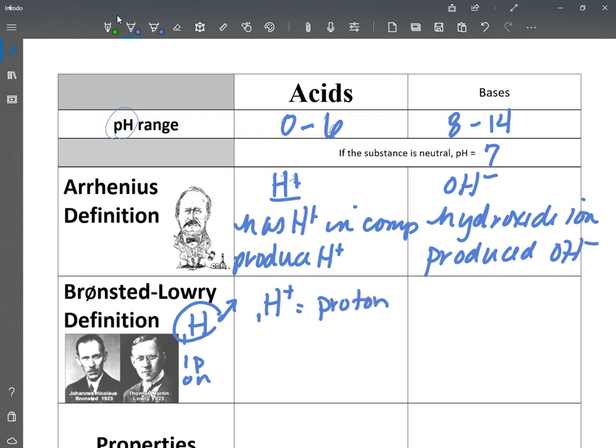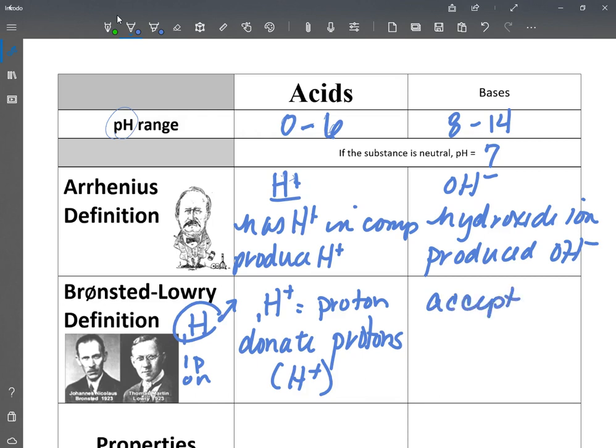And that is how Bronsted-Lowry defined acids. They donate protons, in other words, hydrogen ions. And a base, this definition is very different. A base can accept protons, aka hydrogen ions.